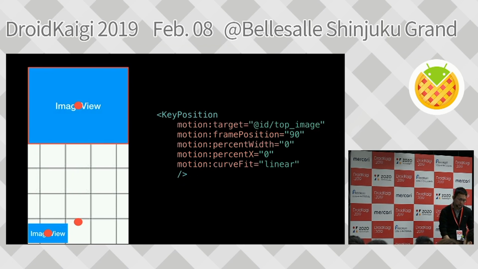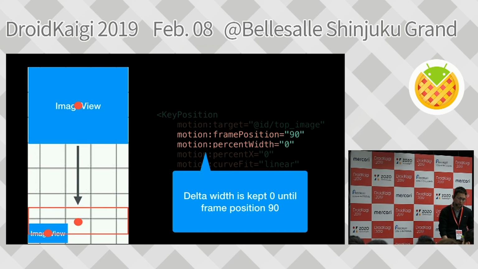Also, in terms of the size, I put percent width as 0 and the frame position as 90. That means the delta width is kept 0 until the frame position 90. So that will give you a much better result in terms of YouTube's animation.